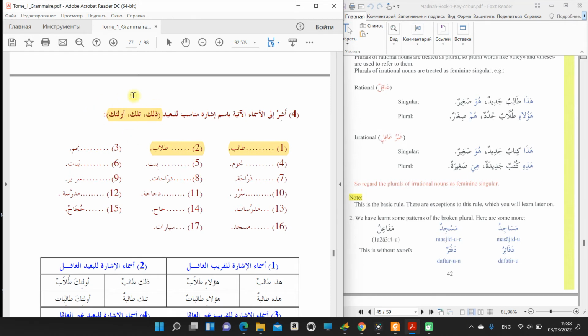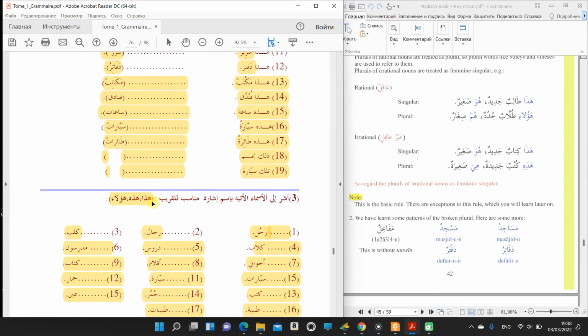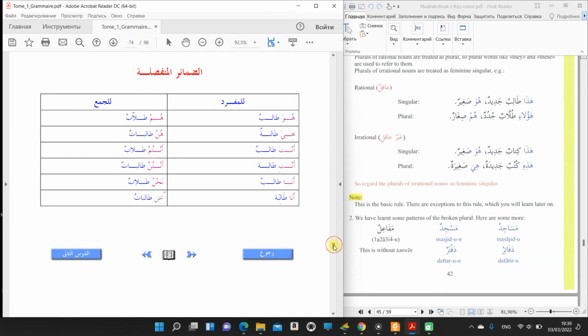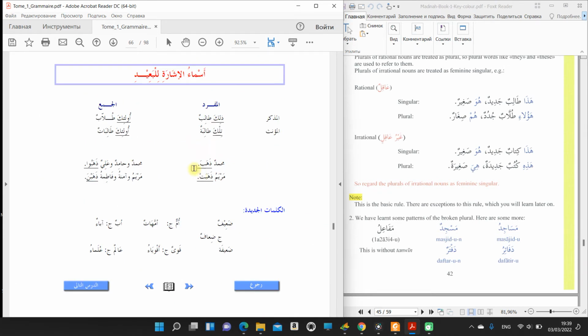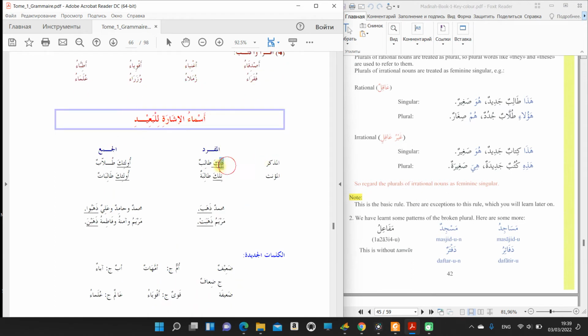Okay, these are أسماء الإشارة للبعيد. But these are أسماء الإشارة للقريب, for something that is close to us. We learned it in one of the previous lessons. Let me find it for you. Yeah, here it is. أسماء الإشارة للبعيد. You see, ذلك, تلك, أولئك. للبعيد means for something that is far from us.